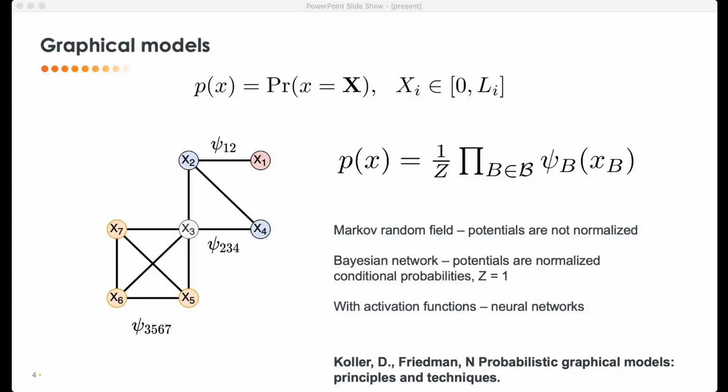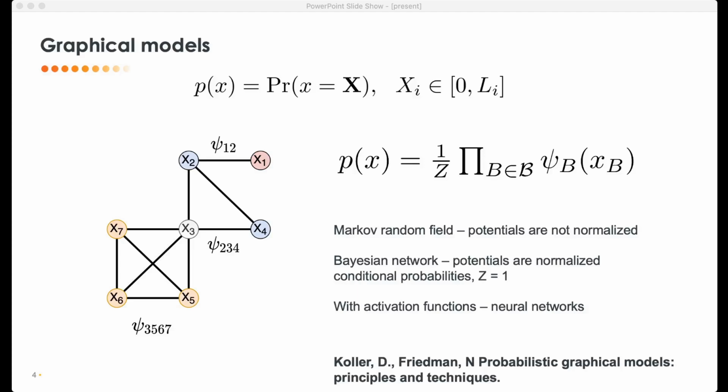These types of models are known as Markov random fields or Bayesian networks. In Markov random fields, the potentials may not be normalized. And to write down an exact joint distribution, you need to evaluate this constant Z, which is called partition function in physics. Markov random fields are widely used in physics, and for example, an Ising model is a Markov random field. Another type of models are Bayesian networks, which are generally used in statistics, and in Bayesian networks, these potential functions psi are exactly normalized conditional probabilities.